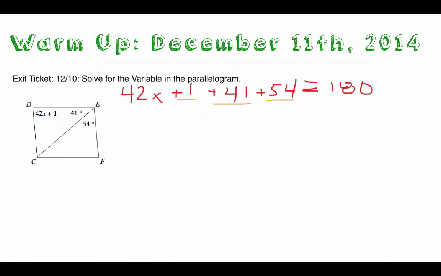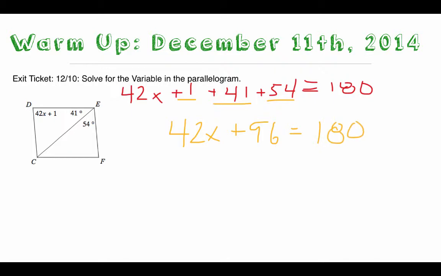But what we can do is add that 41 and that 54 and that 1 together. To make it easier, I'm going to add that 1 to 41, which will give us 42, and then that 42 to the 54, which would give us 96. So I'm going to rewrite this problem as 42x plus 96 equals 180.